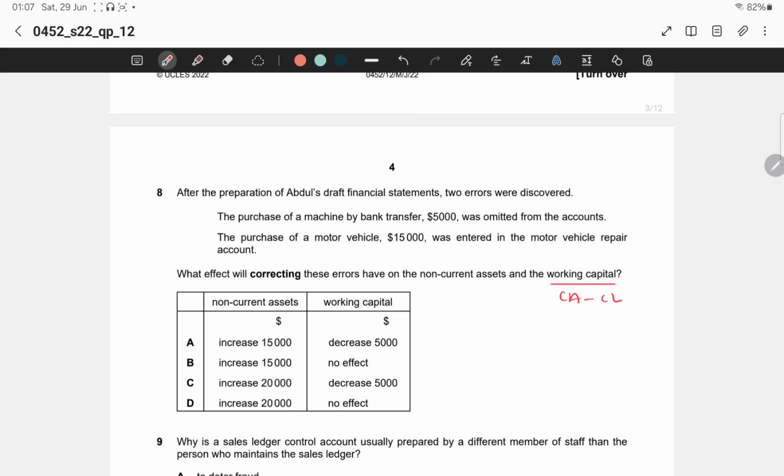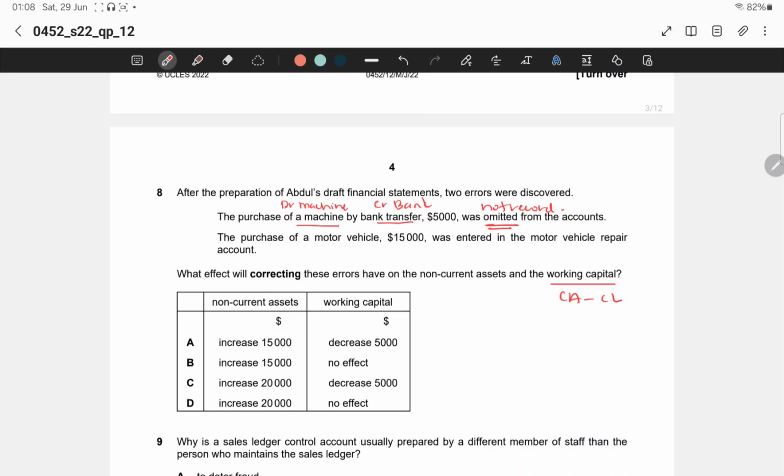So let's correct the errors first. Error number 1, purchase of machine by bank transfer omitted. Omitted means what? Not recorded. You forgot to record, so we just need to record it back. How to record it? Purchase of machine, so you debit machine, and then you credit the bank. Debit machine, credit bank.